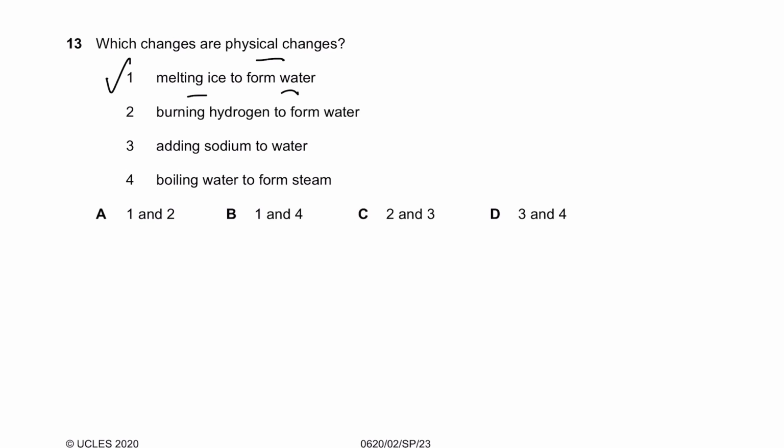Burning hydrogen to form water. Now that's a chemical change, because burning hydrogen means hydrogen reacts with oxygen to give you H2O. Now a new product is being formed. That's why it's a chemical change. Adding sodium to water, again, a chemical change would take place. Sodium hydroxide would be formed. That's why C3 is also wrong.